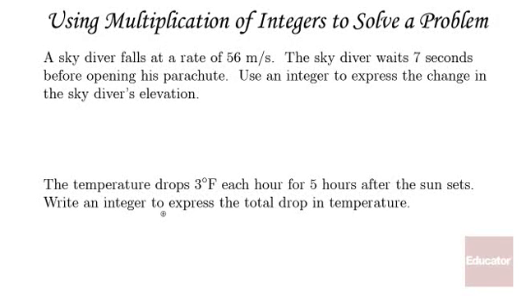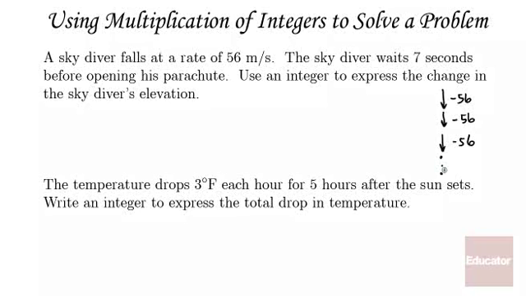Let's apply multiplying integers to some word problems. A skydiver falls at a rate of 56 miles per second. The skydiver waits 7 seconds before opening his parachute. Use an integer to express the change in the skydiver's elevation. So the skydiver is going down 56, should be meters. So negative 56, negative 56, negative 56 for each second. And this continues. He's moving downwards.